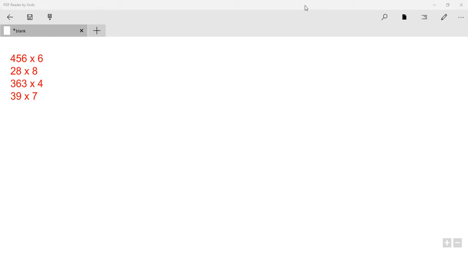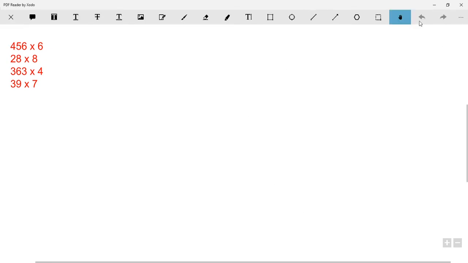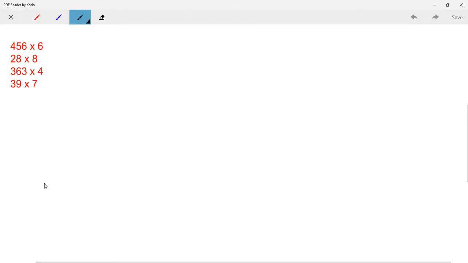Alright, today I'm going to go over another strategy for multiplication, which is actually quite similar to the area model. It starts off the same, so let's start with this one: 456 times 6. This is called partial product.